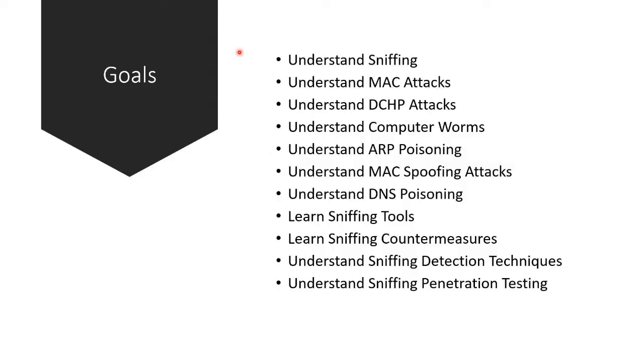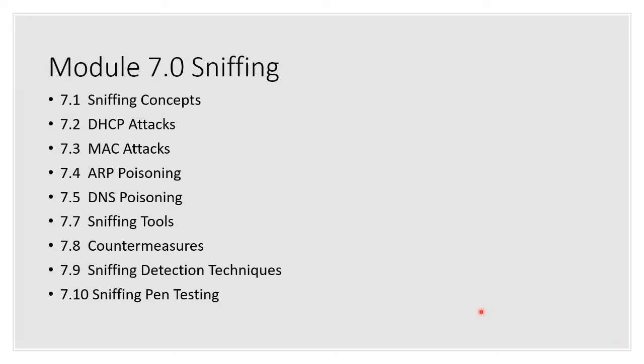Our goals for this module are that you will understand sniffing, MAC attacks, DHCP attacks, computer worms, ARP poisoning, MAC spoofing attacks, DNS poisoning. You'll learn the sniffing tools and the countermeasures. You'll understand sniffing detection techniques and sniffing penetration testing. So what we're going to talk about is sniffing concepts and DHCP attacks and MAC attacks and ARP poisoning and DNS poisoning, sniffing tools and countermeasures, detection techniques, and using it in pen testing.